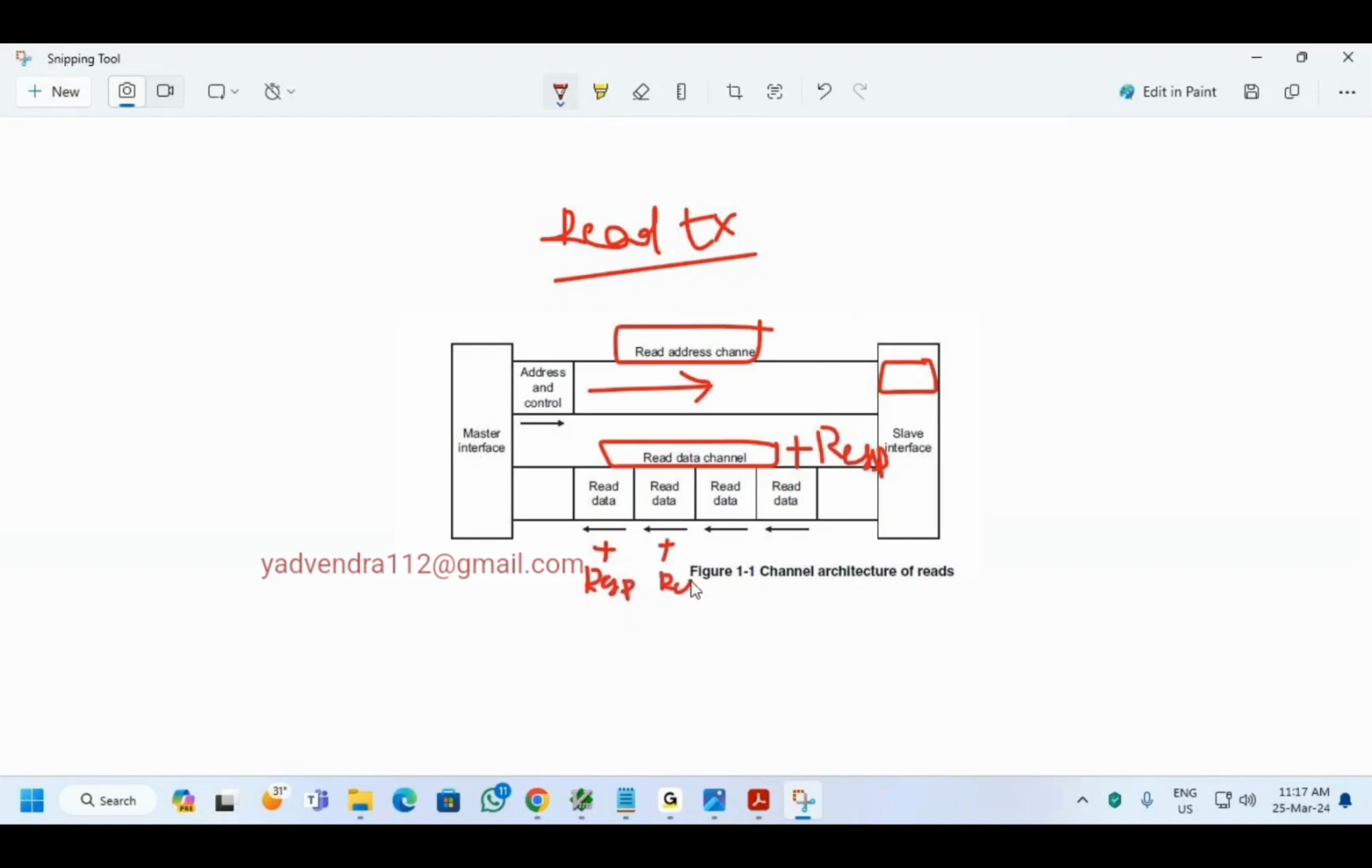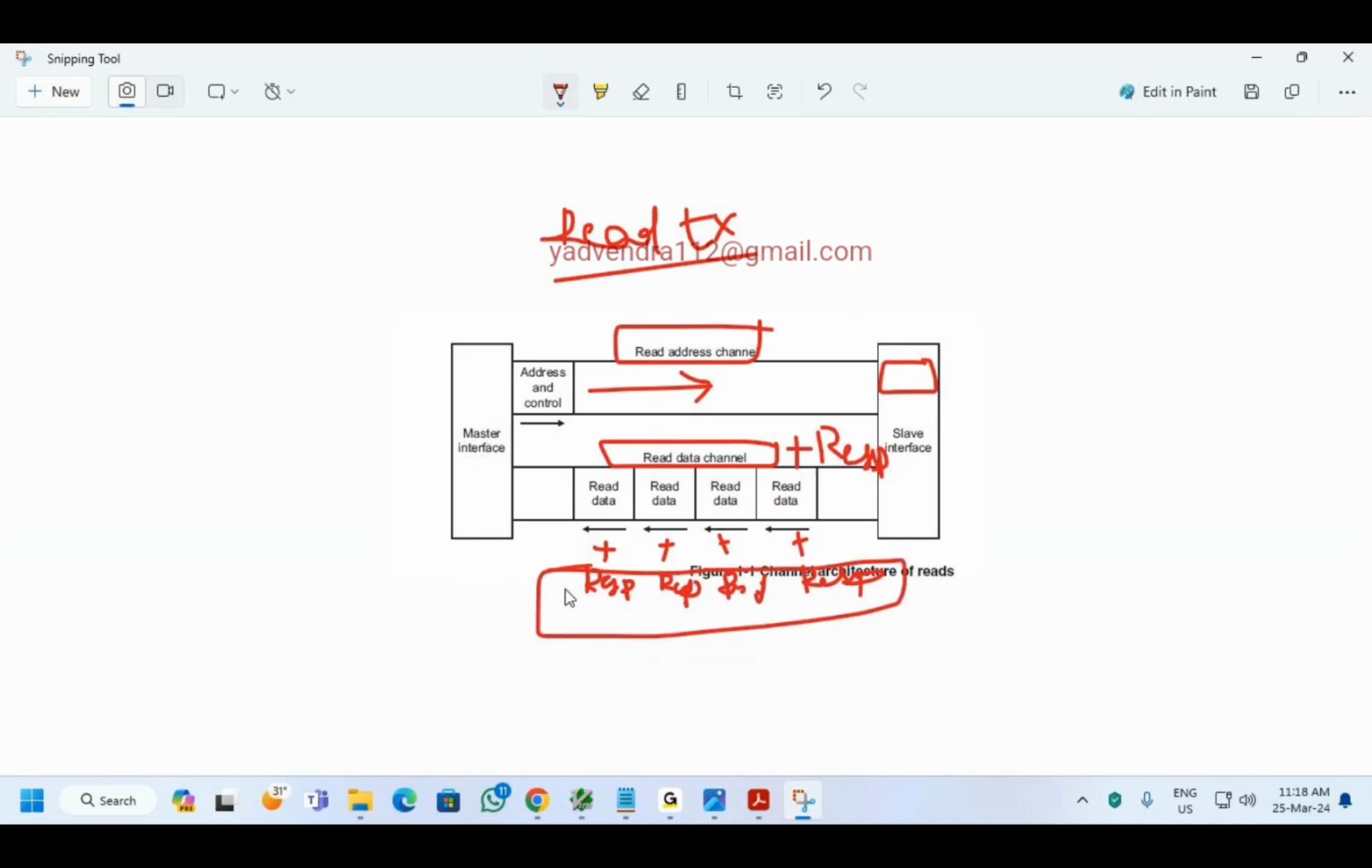So what is this response telling here? You asked for this data, I have sent this data. You asked for this data, I am sending this data. Receive that. It might be another transaction where the address that the master sent was not available. In such a situation, it will tell you with some kind of response. There are slave errors, there are okay responses, there are some kinds of responses. That response happens here. So for each and every data, a response is included.